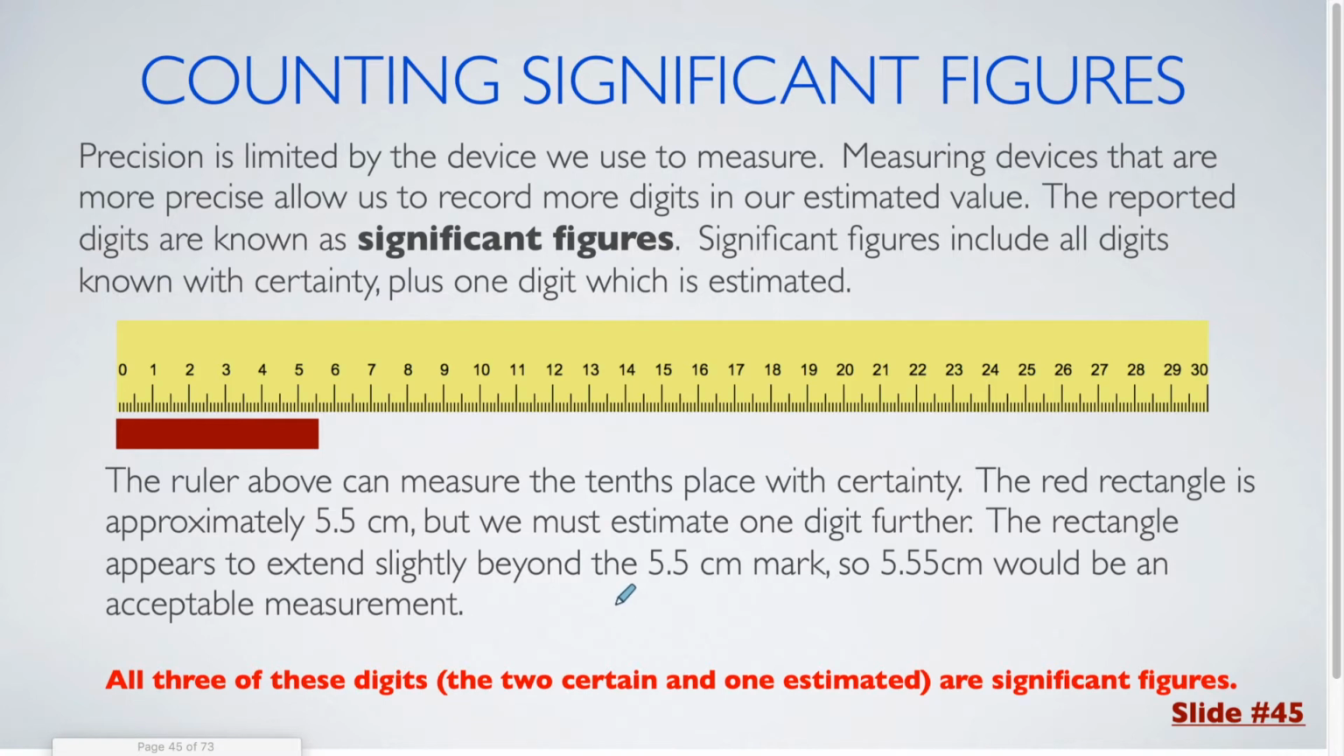We also mentioned when we were doing our estimation lesson that 5.54 centimeters, if you believed that it was slightly below the 0.5, or 5.56 if you believed it was a little bit further, would also be acceptable answers since that last digit is estimated. All three of these digits, the two certain and one estimated, are considered significant figures.